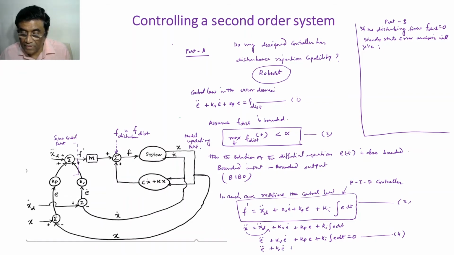Now, if there is a disturbance force, then the equation will be like this, right? In the error domain, now I have a bounded disturbance. Now if it is bounded just like this, then I am making a steady state error analysis again.